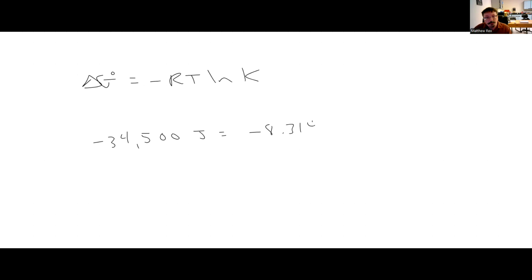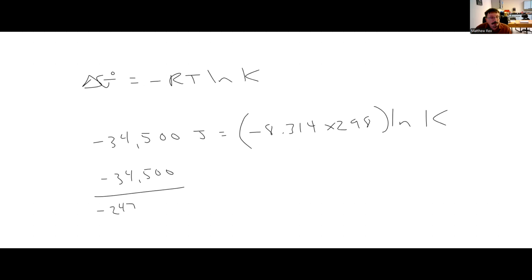Lastly, determine the equilibrium constant for the following reaction at 298. So we're given our standard delta G. We're going to use this equation right here to solve for K. I'm going to have negative 34,500 joules equals negative 8.314 times 298 times the ln of K, which is what we're solving for. So I'm going to end up with negative 34,500 divided by negative 2,477.57, and that's going to equal the ln of K.